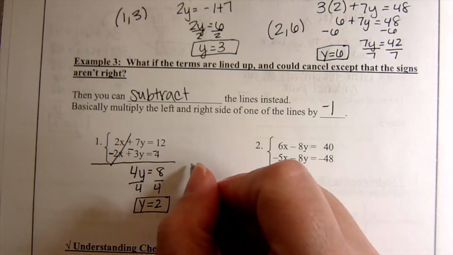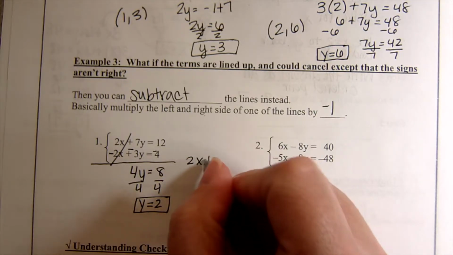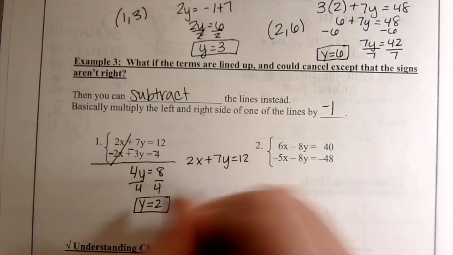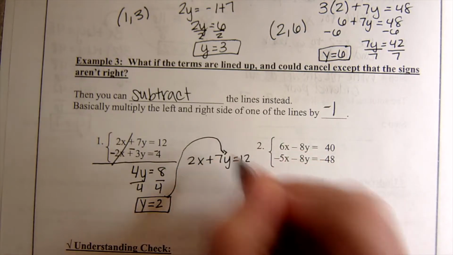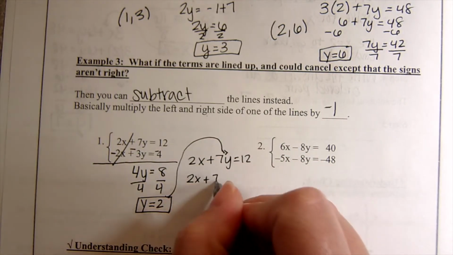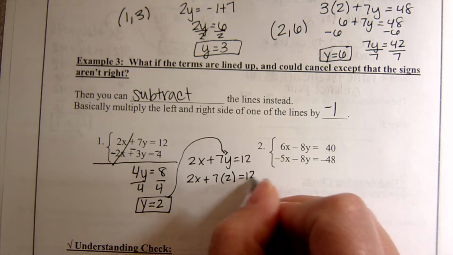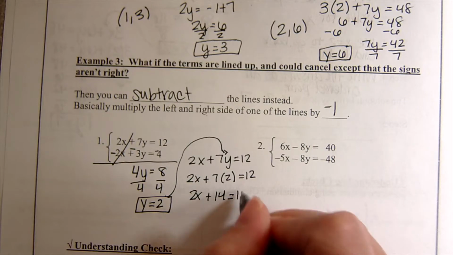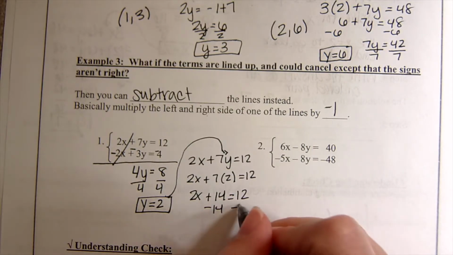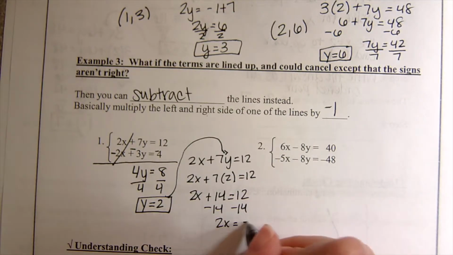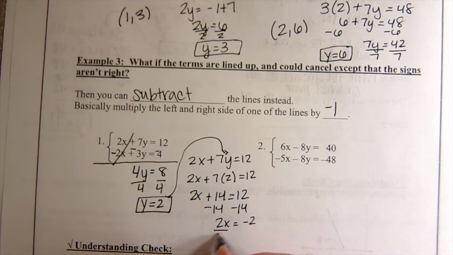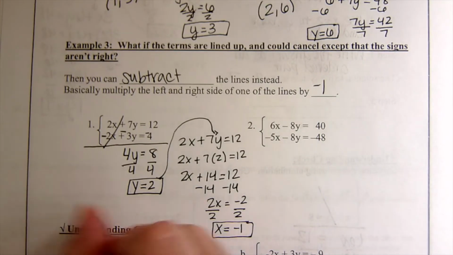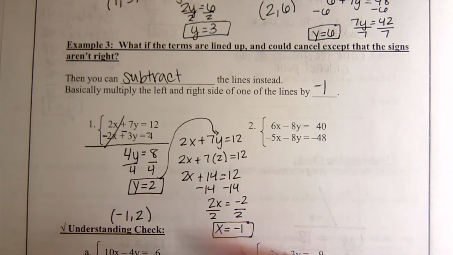Plug that back in. I'm going to plug it into the first one. So 2x plus 7y equals 12. Plug that 2 in for y. So 2x plus 7 times 2 equals 12. 2x plus 14 equals 12. Subtract 14. So 2x equals -2. And divide by 2. So x equals -1. What is the solution point here? -1, 2.